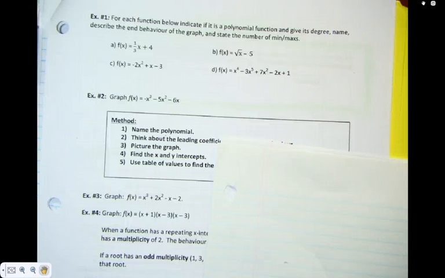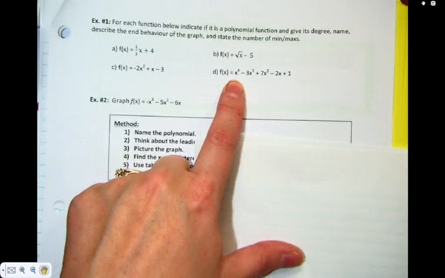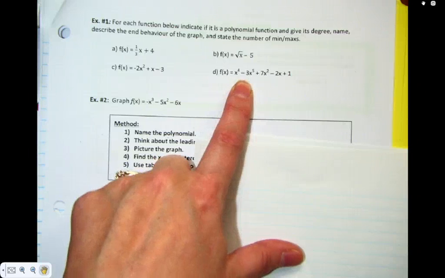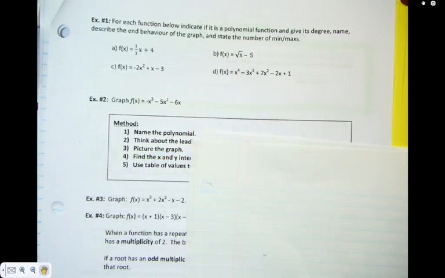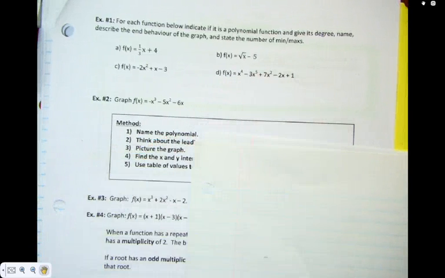Awesome. D, is it a polynomial? Degree? Ooh, anyone get tricky on that one? So does the first one have to be this degree? No, so make sure you're looking through all of them. This might also change the end behavior if you didn't catch that negative 3 is the leading coefficient. Okay, so the end behavior has to be up, down, because it's the negative 3 that determines it. And the number of max-mins? 4. That's the theory we need to graph.